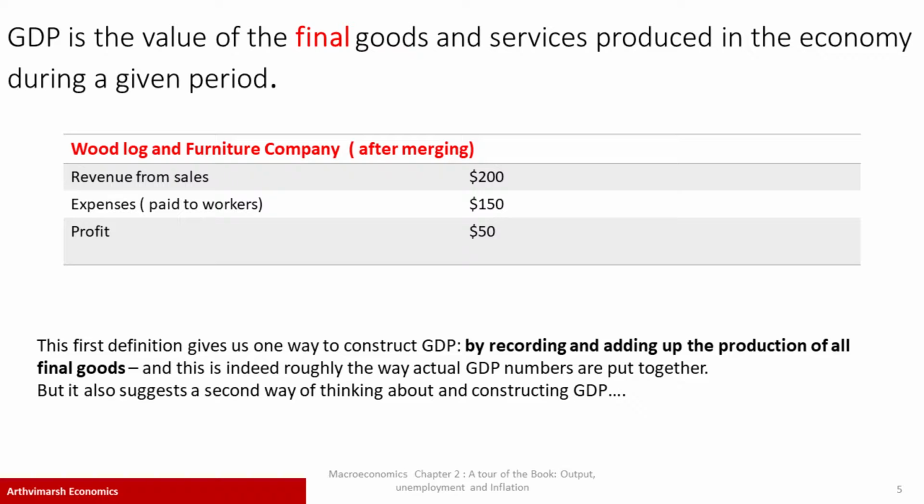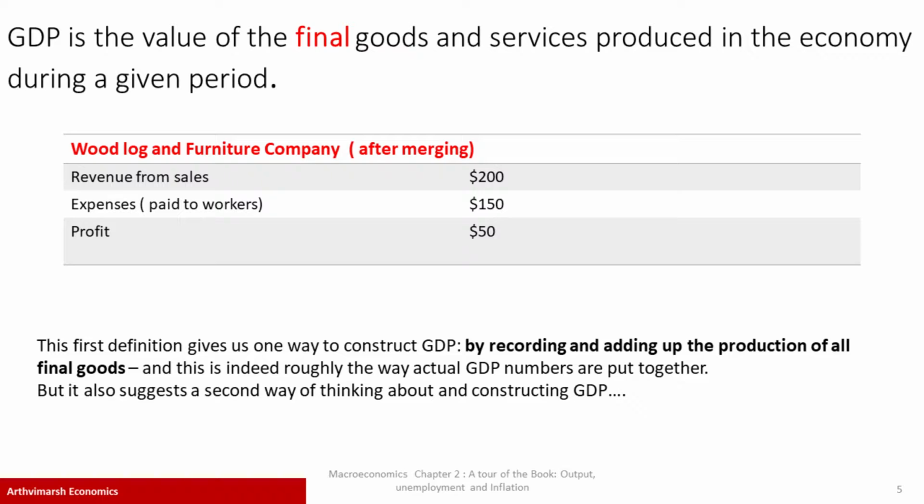Say the two firms have merged now. The same firm is getting the wood from the forest and it's the same firm which is producing those tables as well. So what happens now? The sale of the wood which took place in the new firm is no longer recorded because the same company is doing those things.